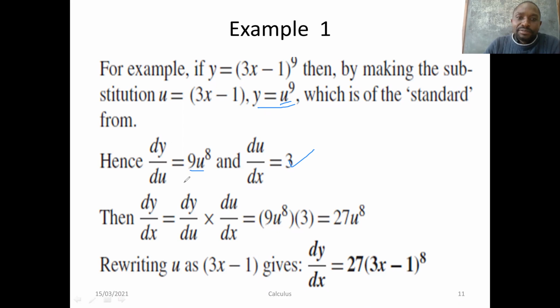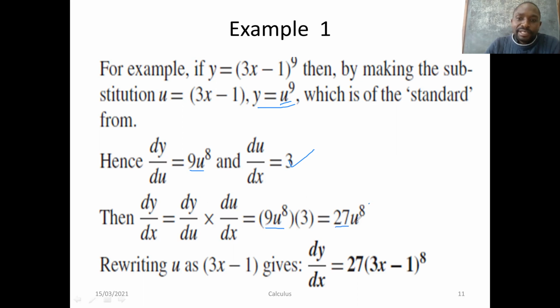So since you now have two derivatives, dy over du and du over dx, you can find dy over dx as dy over du times du over dx, which is simply 9u to the power 8 multiplied by du over dx, which is 3, and this reduces to 27u to the power 8.